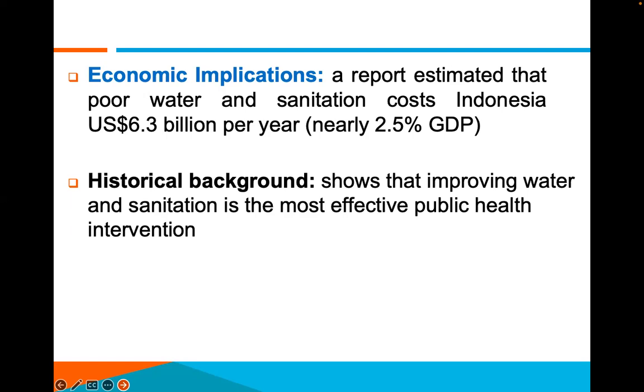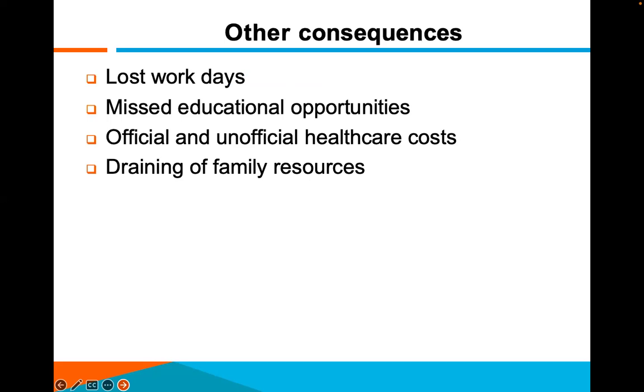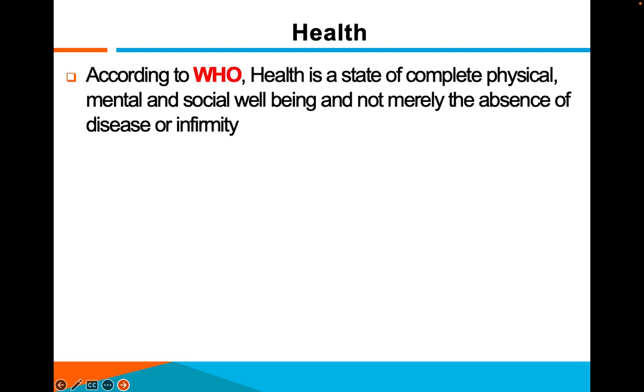And so, for such a people, if they want to increase the quality of lifestyle of the people that they live in, then they must aspire to also improve water and sanitation so they can improve health. Other consequences are when people are sick, they lose the time that they would have used to work to make more money. Some of them have to miss education opportunities. Some do not go to school. Some official and unofficial healthcare costs are also incurred, and this can be a drain on family resources. So, in total combination, I can easily convince you to move into the area of water, sanitation and hygiene.